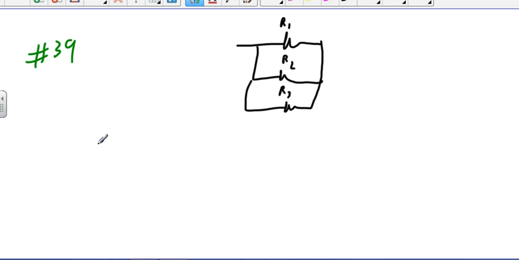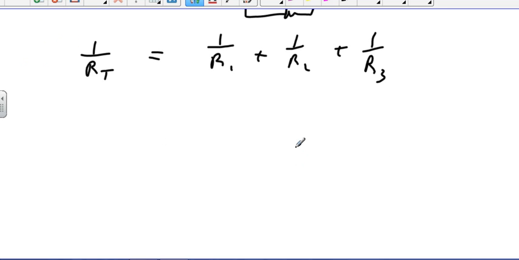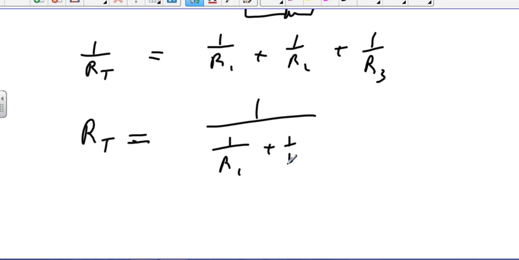So one over resistance total is one over resistance 1, plus one over resistance 2, plus one over resistance 3. And I want to solve for R total. All right, so R total, where did R total come from? Resistance total equals 1 over R1 plus 1 over R2 plus 1 over R3. Are we done?